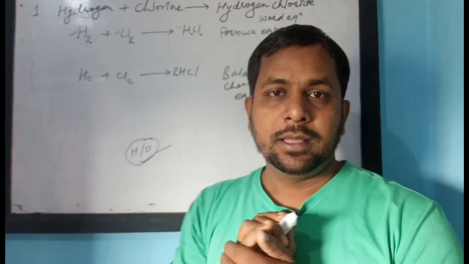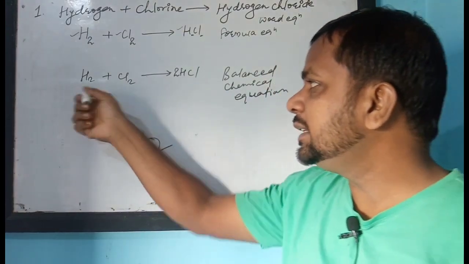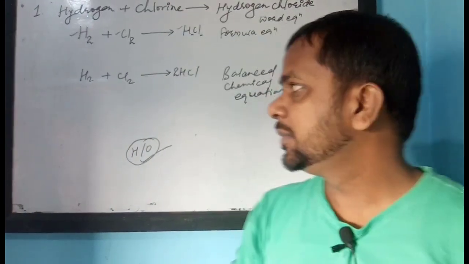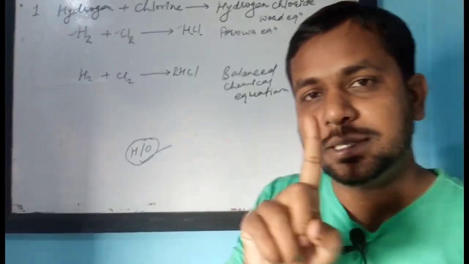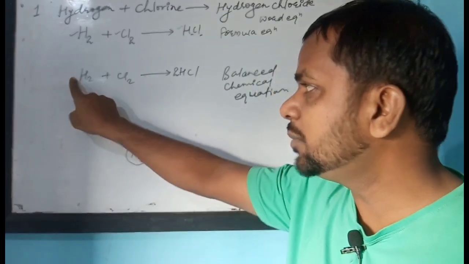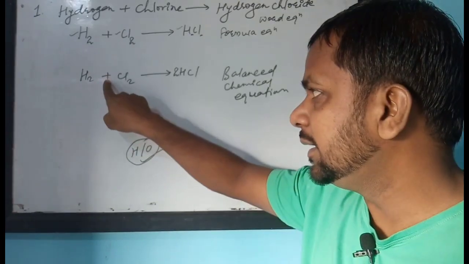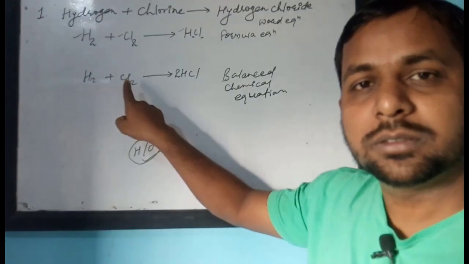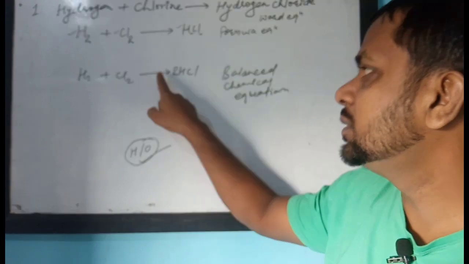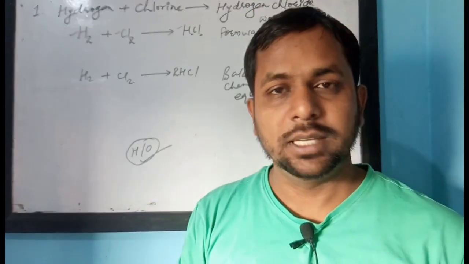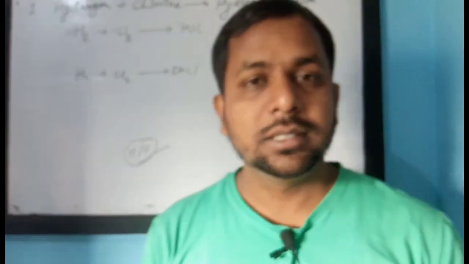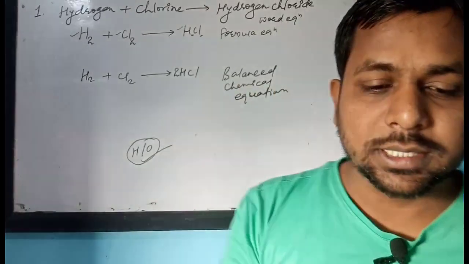Now how to read this reaction? Let us see. Where no numbers are there, that represents 1. One molecule of hydrogen reacts with one molecule of chlorine to produce 2 molecules of hydrogen chloride. This is a balanced chemical reaction. Let us see some other example.